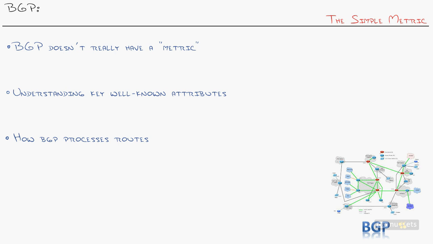BGP, the simple metric. Well, that title is totally tongue-in-cheek because there's nothing simple about the BGP metric at all. I would probably say half the complexity of BGP comes in this idea of the metric, and I put that in quotes simply because BGP doesn't really have one. So the goal of this nugget is simple. It's to walk through and understand together how BGP finds the best routes of the internet to add to the routing table. Let's get started.